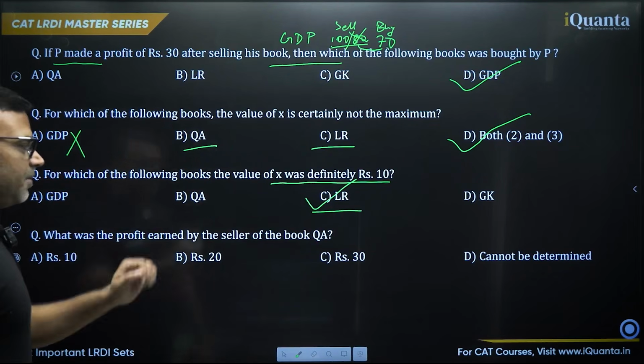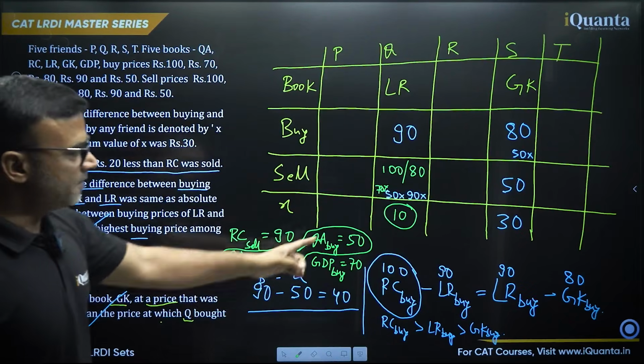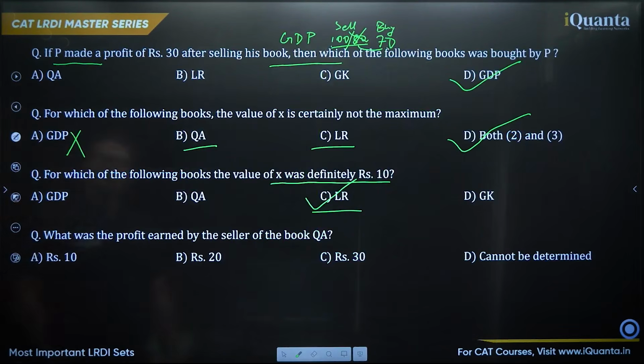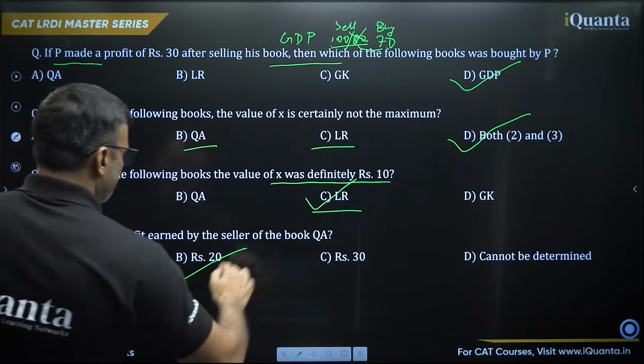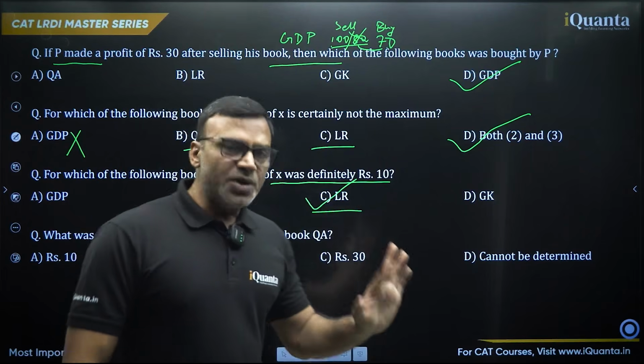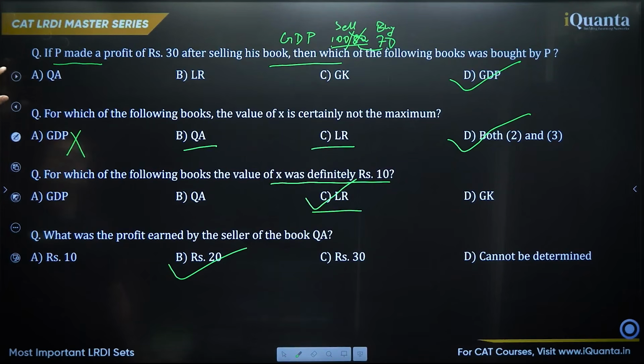What is the profit earned by the seller of the book QA? QA we have clarified: 50 buying price, 70 selling price, so the difference is 20. So QA is definitely 20. Option B is the correct answer. Right, so this was a much easier set as compared to the previous ones. Just go through it once again.